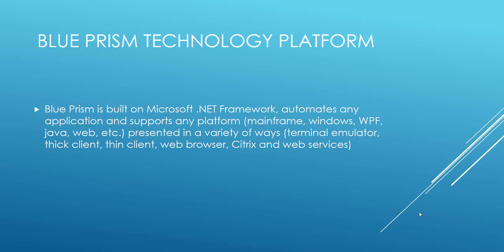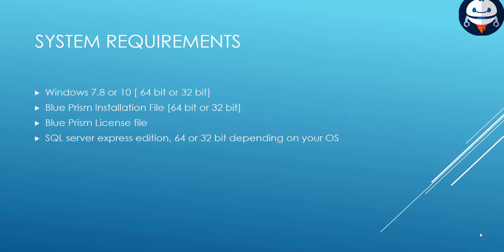Before that, let's check what are the requirements to install Blue Prism. First, Blue Prism being a Windows software, you need Windows 7, Windows 8 or Windows XP. 64-bit is preferred, which you will be using in this program. I am using Windows 7 64-bit. The second one you require is Blue Prism installation software, which could be 64-bit or 32-bit depending on your OS.